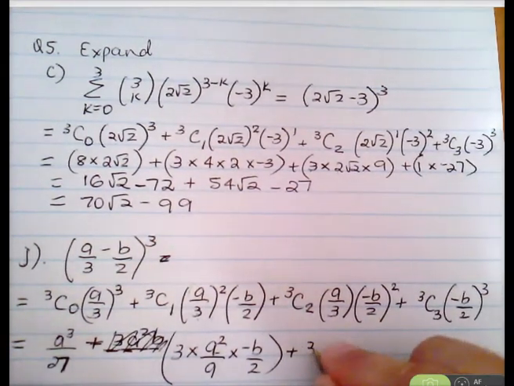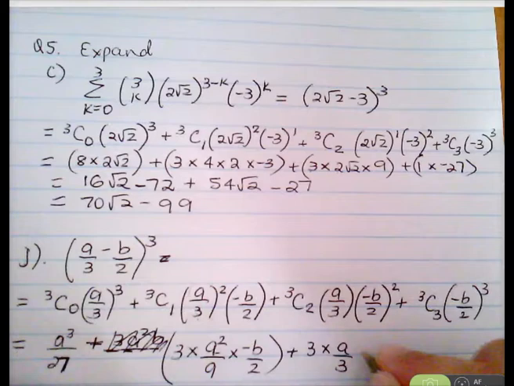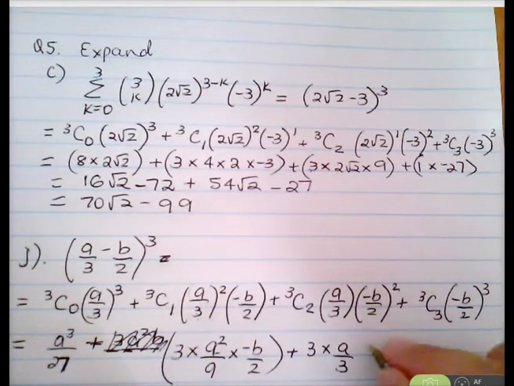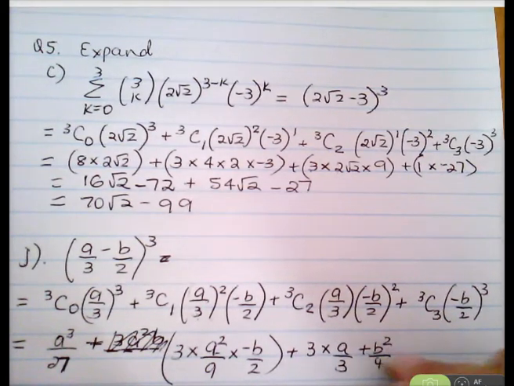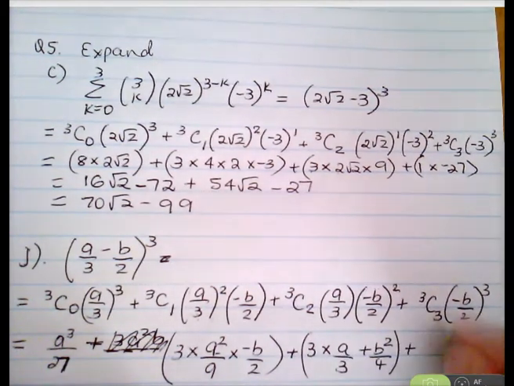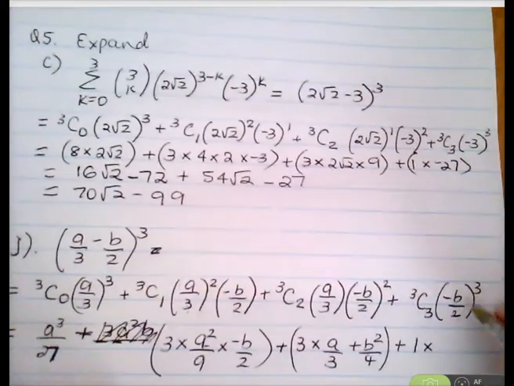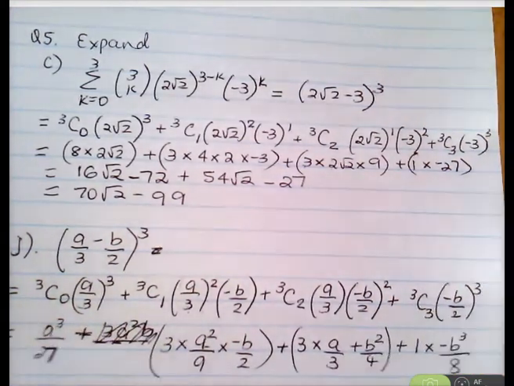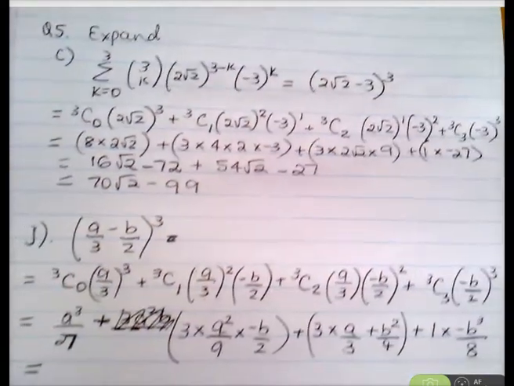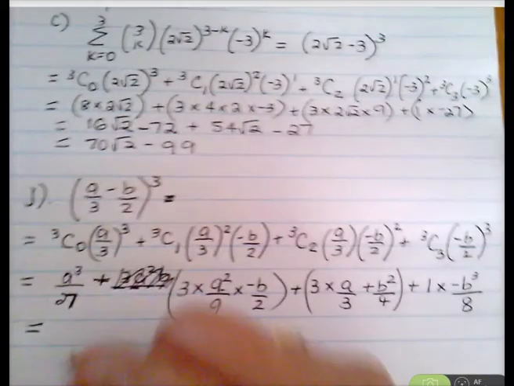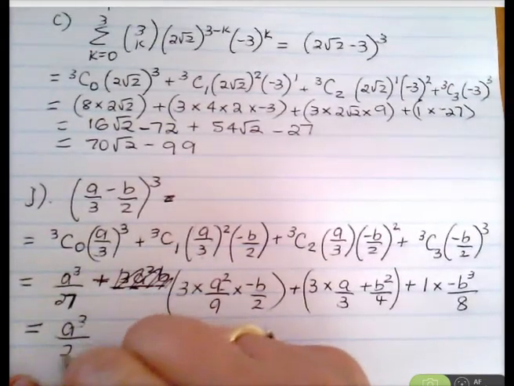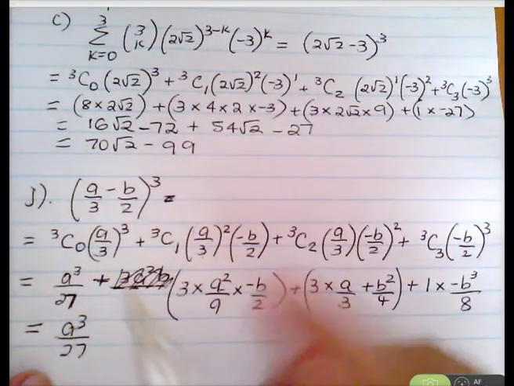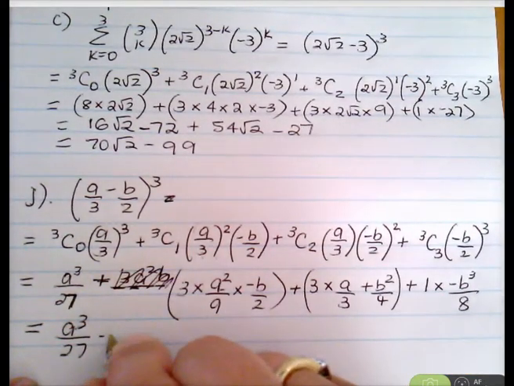Plus 3 choose 2 is 3 times a over 3. And a negative b on 2 squared is plus b squared on 4. Plus 3 choose 3 is 1 times, and cubing this, I get negative b cubed over 8. So now I'm going to collect like terms. Just be really careful with this, or expand. A cubed over 27. Now I'm going to have minus.